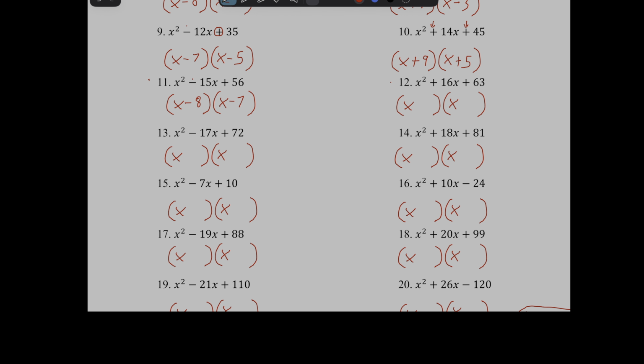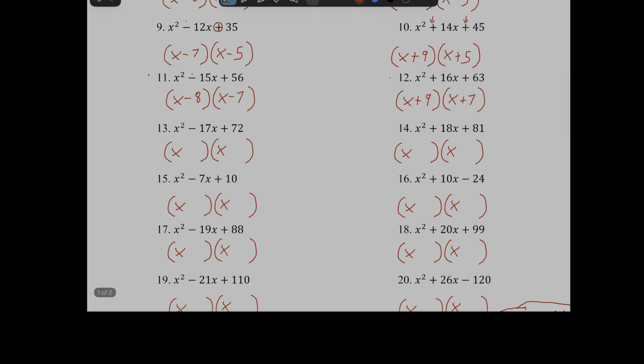Number 12, third term is positive. Signs are the same. Take the sign of the middle, which is plus plus. Factors of the third will add to the middle, which is going to be 9 and 7. 9 times 7 is 63. 9 plus 7 is 16.